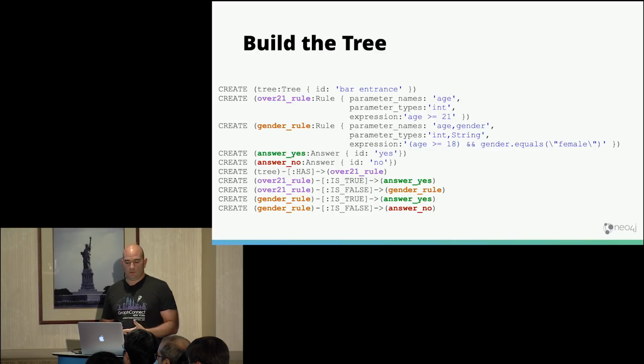Then we have our answer nodes, and then we connect everything together. The tree has a rule. The rule has a true relationship, which means get in. It has a false relationship, which means check the second rule. And then the second rule has true and false, just what we saw in the beginning. And it's really, really simple.